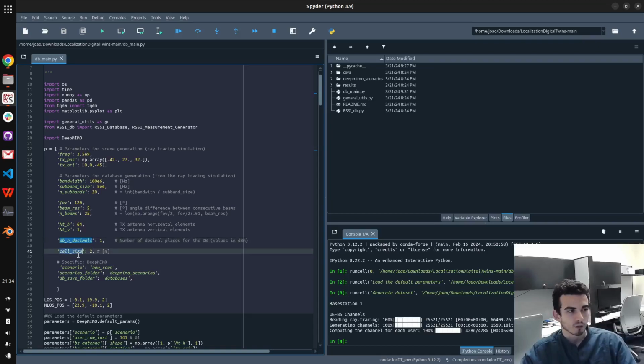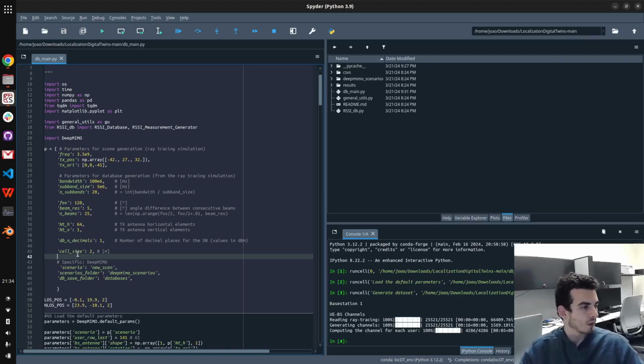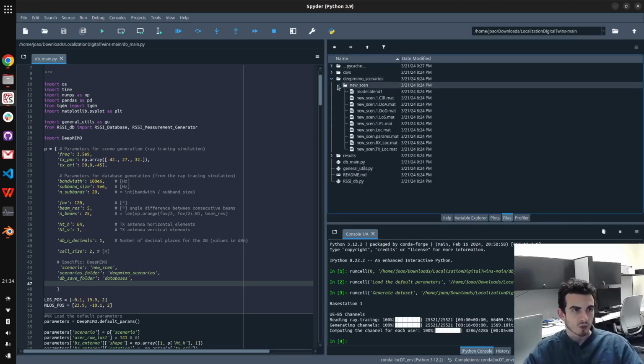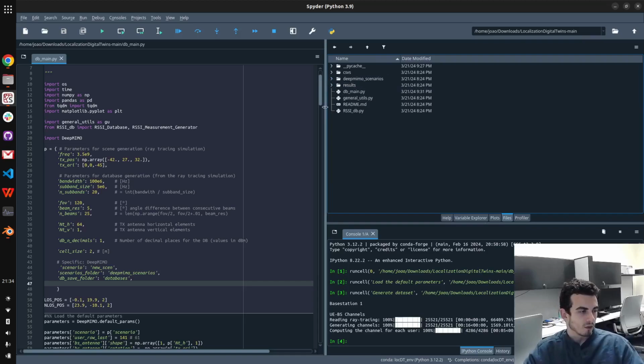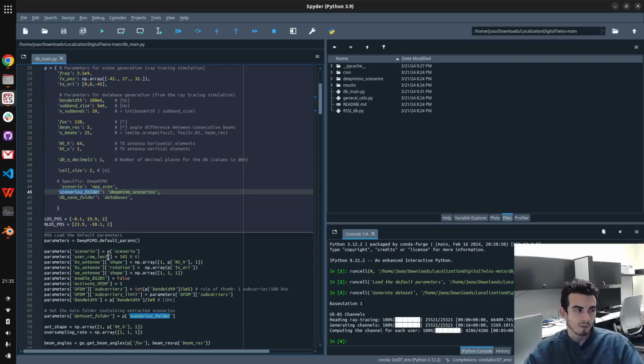The cell size, which will tell us the distance between users, we only use it to make the simulation faster, essentially. Now, these are some parameters to fetch the scenario, because our scenario here is called new scenario, a default name, and the scenarios folder needs to be DeepMIMO. These are all parameters that are used by DeepMIMO, as DeepMIMO usually uses parameters. And the save folder, because we are going to save the database to this folder.